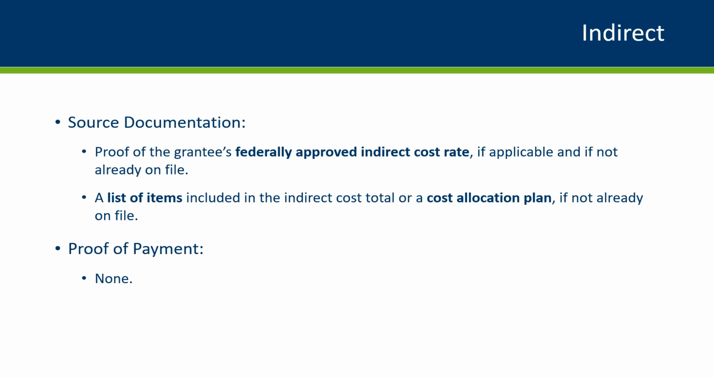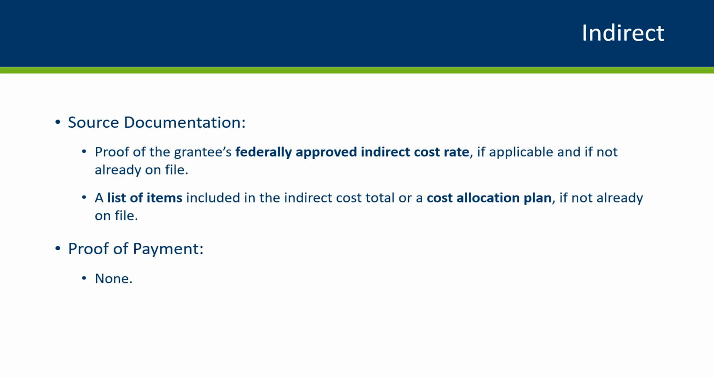Another category is indirect cost. Source documentation for indirect cost is proof of the grantee's federally approved indirect cost rate, if applicable. Not everyone has a federally approved indirect cost rate. A list of items included in the indirect cost total or a cost allocation plan if not already on file. Proof of payment for indirect cost is none. It's important to note not all funding sources allow indirect costs or allow grantees to request their full indirect rate.